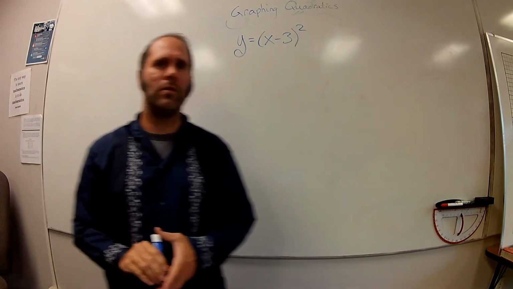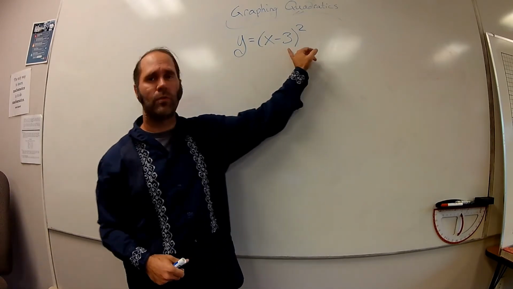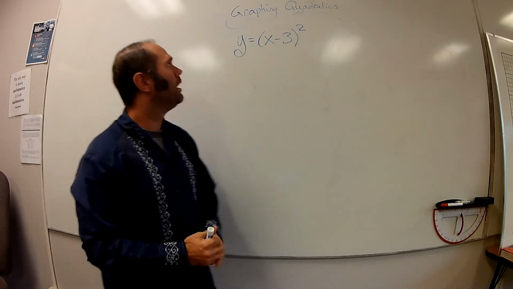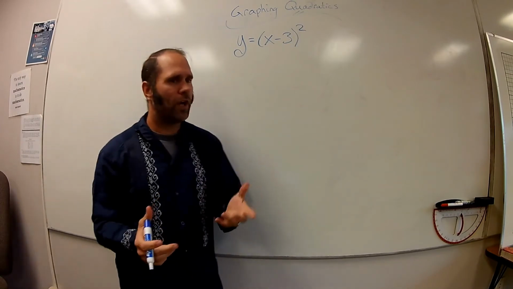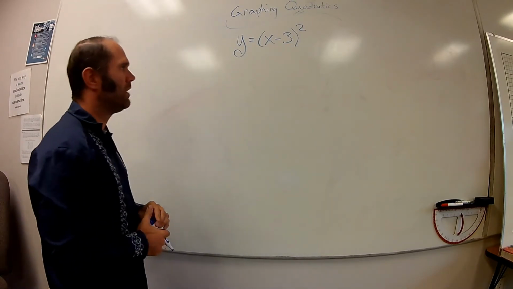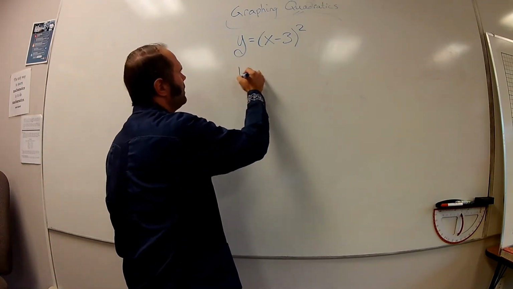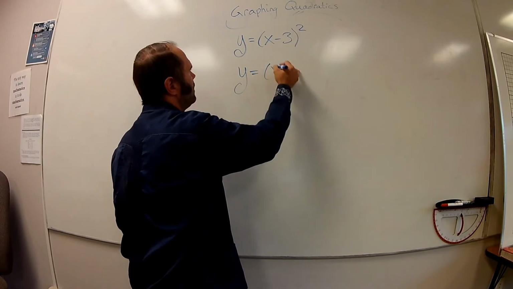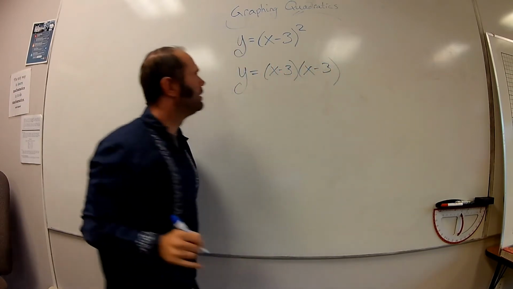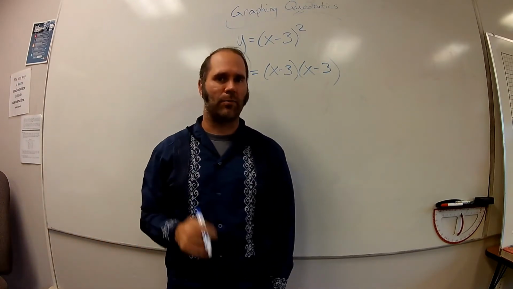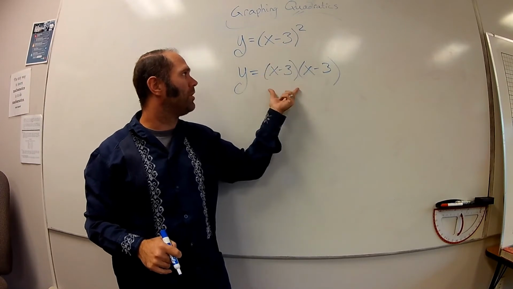All right, here is our next equation. We've got y equals x minus 3 quantity squared. You could write it out. That might be a good idea. So we're just trying to solve right now and find our x-intercepts. So I would recommend y equals x minus 3 times x minus 3. That's what squared means. You're just multiplying this times itself.